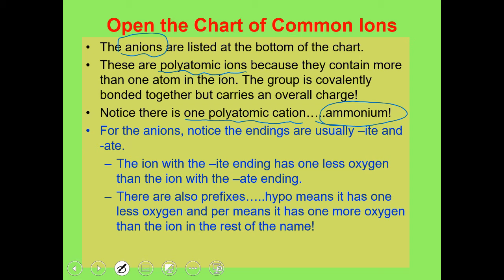You got to be really careful, though. Some of them have an ite or an ate ending, and the only difference is 1 oxygen, with the ites having 1 less oxygen than the ates. Some of them have prefixes, like hypo means 1 less oxygen. So hypobromite is different than bromite by an oxygen, and that's important. Some of them have a prefix per, which means they have 1 more oxygen, like perbromate has 1 more oxygen than bromate. It's important that you use the right ion when you're writing these formulas.